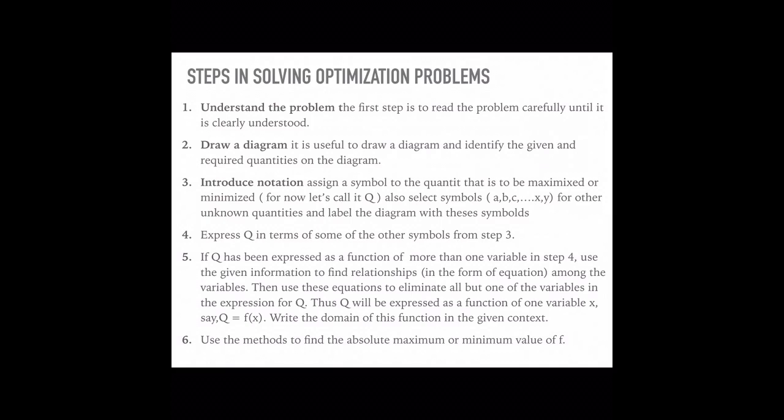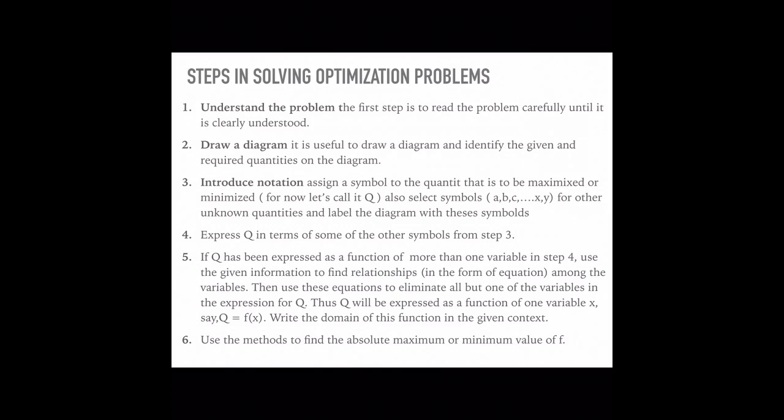Step 2 is draw a diagram. It is useful to draw a diagram and identify the given and required quantities on the diagram. Step 3. Introduce notation. Assign a symbol to a quantity that is to be maximized or minimized. For now, let's call it Q. Also, select symbols like A, B, C, or X and Y for other known quantities, and label the diagram with these symbols.